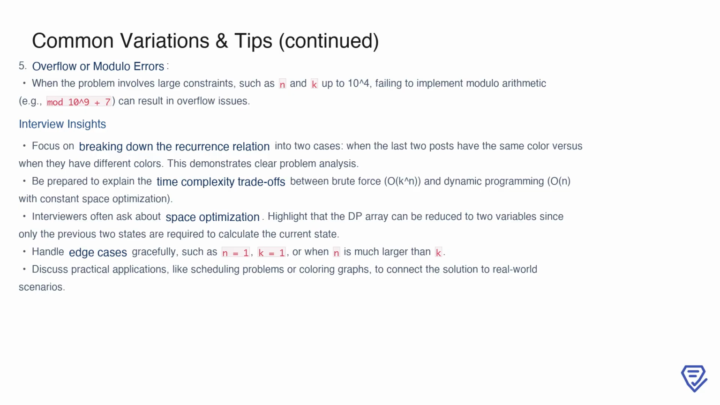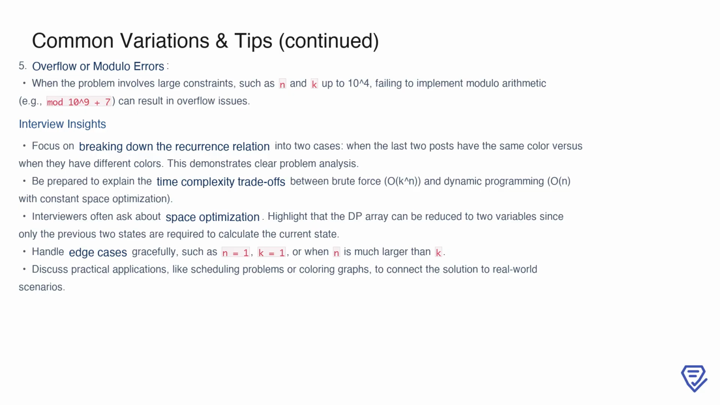During interviews, it's helpful to break down the recurrence relation into two cases, one where the last two posts are the same color and another where they are different. This demonstrates your ability to analyze the problem comprehensively. You may also be asked to discuss the time complexity trade-offs between brute force and dynamic programming approaches. Highlighting how dynamic programming reduces the complexity to O(n), and discussing space optimization techniques, like reducing the DP array to just 2 variables, can leave a strong impression.